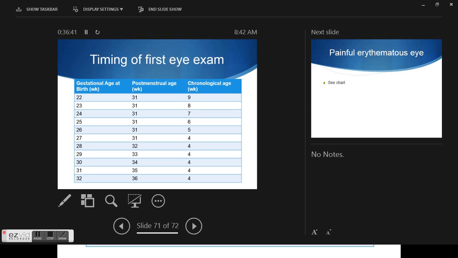Unilateral. Or treat with just symptomatic treatment, maybe not necessarily antibiotic treatment.